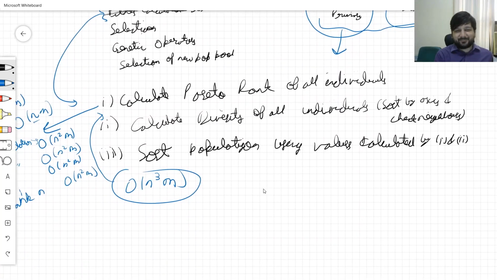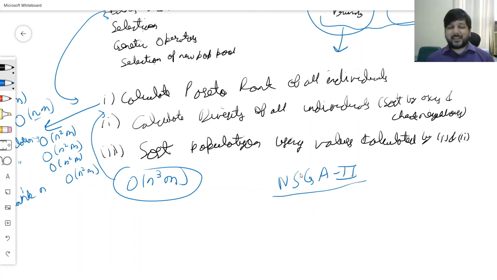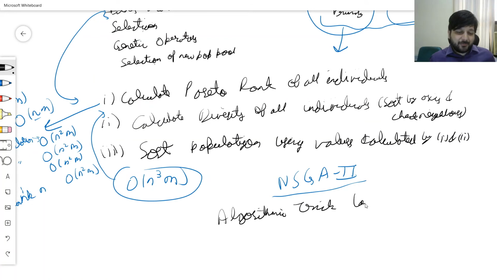Now, there's a variant which is called the second edition of the NSGA, or NSGA-II. It uses an algorithmic trick, and because it's purely algorithmic, that's why it's not of my interest over here. So the algorithmic trick to reduce complexity.